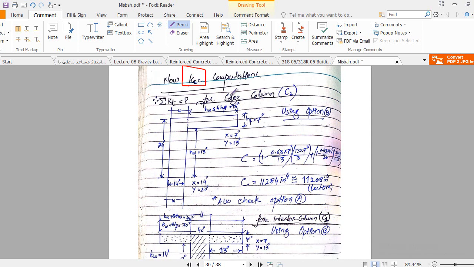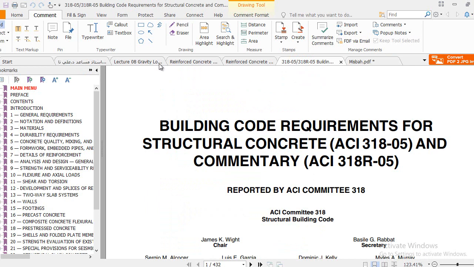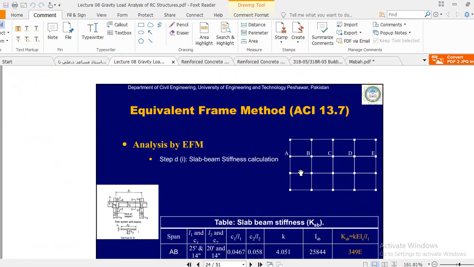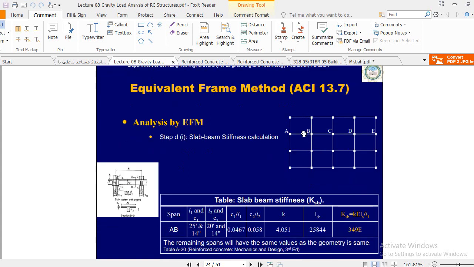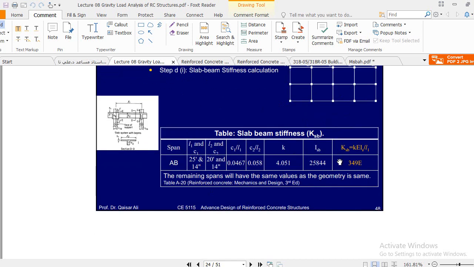Here I am not going into detail of these things, okay, but we have two columns, one located at B point and one located at A point. So we have an interior column and an exterior or edge column. This is our C2 and this is our C1. We have to find out KEC for this one, similarly KEC for this one. Clear? So this table is clear.